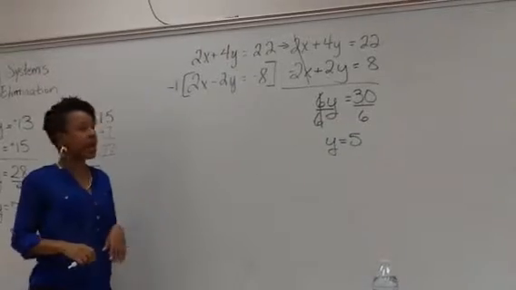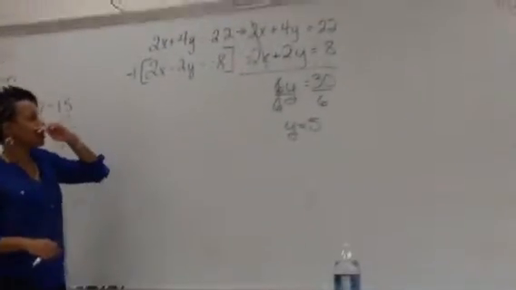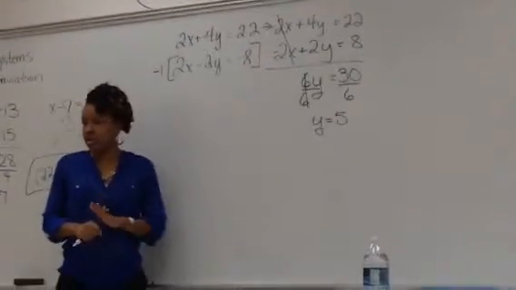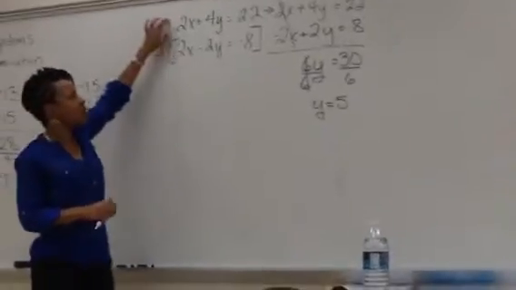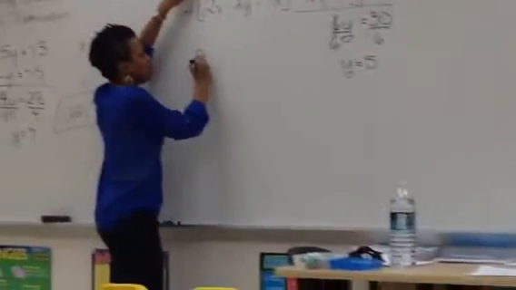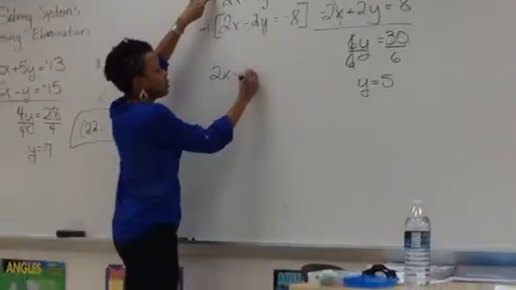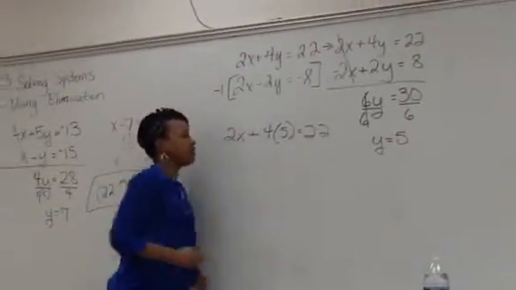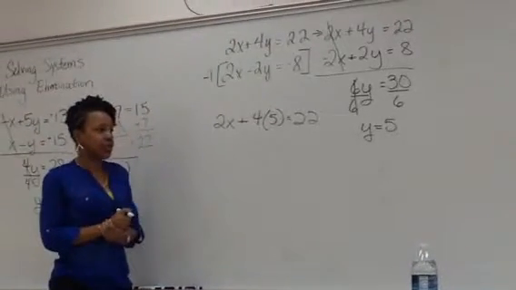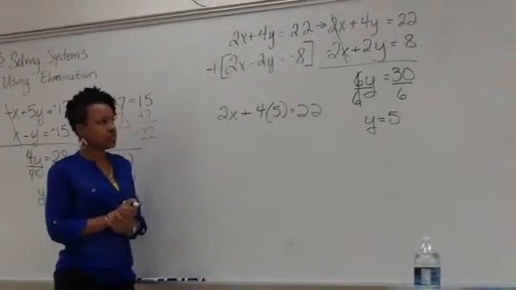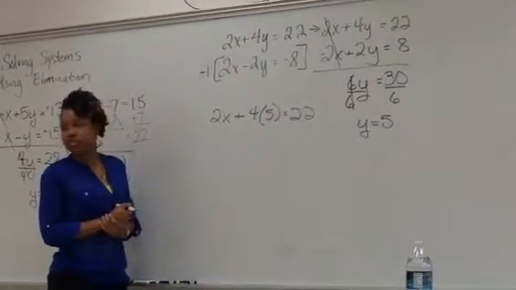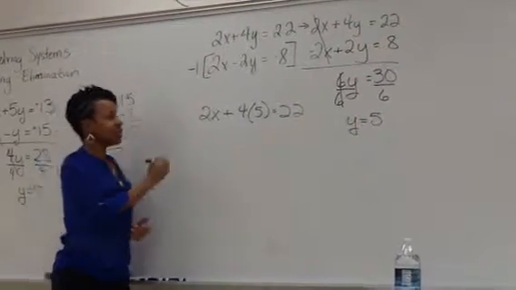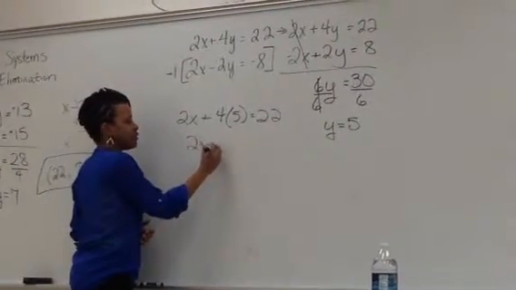We need to find out our x value. Which equation do you think I should plug it into? The first one. The top one? Okay. Remember, you can pick any one you want, but we're going to pick the top one. So we're going to plug 5 in for y, and now we can solve for x. What do I do first? Times 4 by 5. Good. 4 times 5 is 20.